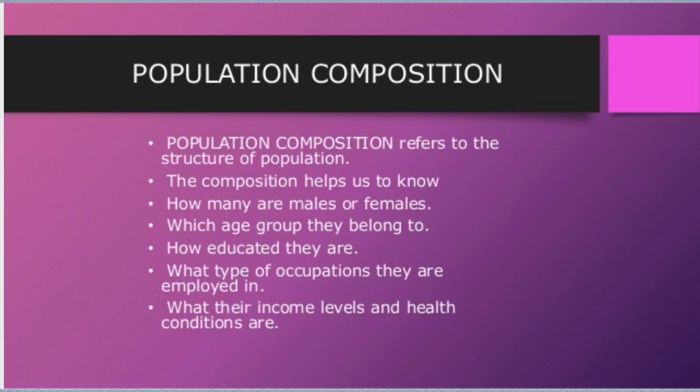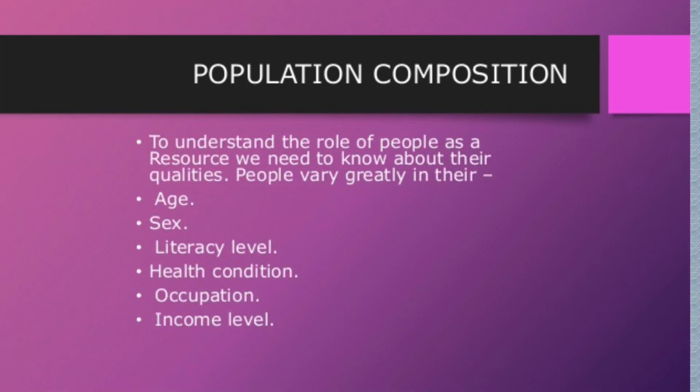Population composition refers to the structure of population. The composition helps us to know how many males or females are there in a country, which age group they belong to, how educated they are, what type of occupation they are employed in, what their income levels and health conditions are. To understand the role of people as a resource, we need to know about their qualities.